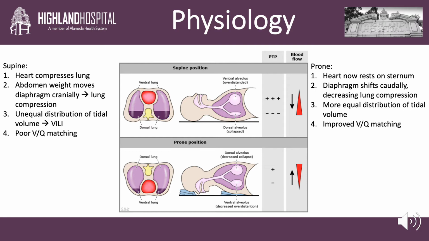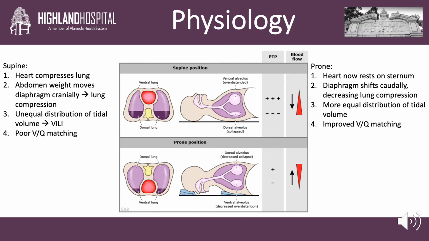And although you have some relative compression of ventral alveoli while in the prone position, this is far less compression than you see with the dorsal alveoli in the supine position. And as a result of that, you're going to have a more equal distribution of your tidal volumes, and you're going to have more overall recruitment of alveoli throughout the lung.